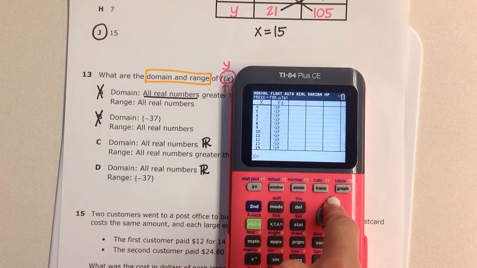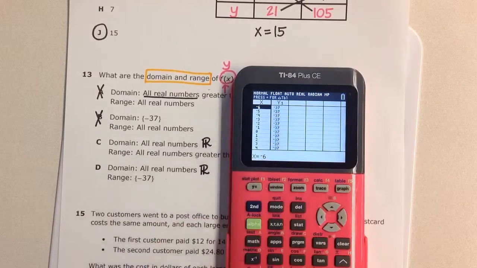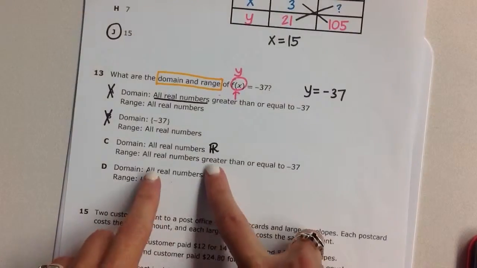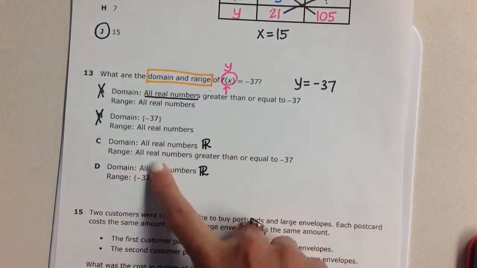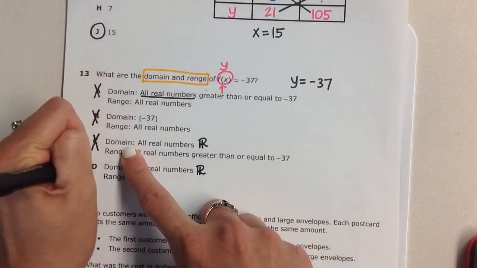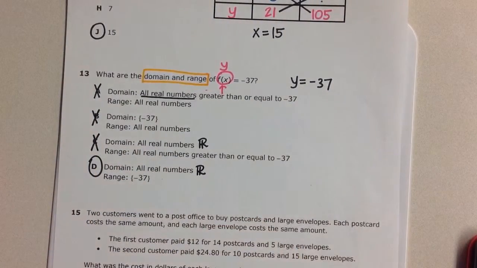So now I'm going to look at my negative x values. And if I look at some negative x values, what do I notice? That my y value is all the same number. And what does that number happen to be? Negative 37. So it doesn't matter where I'm at for my x value, my input value, my output value is always going to be the same number, negative 37. So I only have one number for my range, and that number is negative 37. It's not going to be greater than or equal to, because that would imply that I'm using more than one y value. So C is out, which means the correct answer is D.